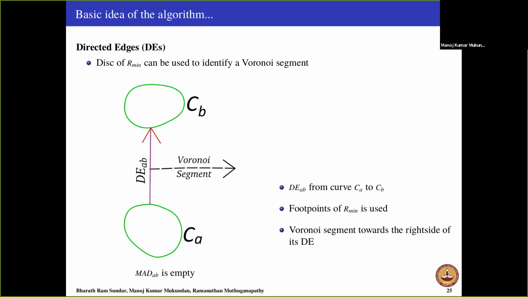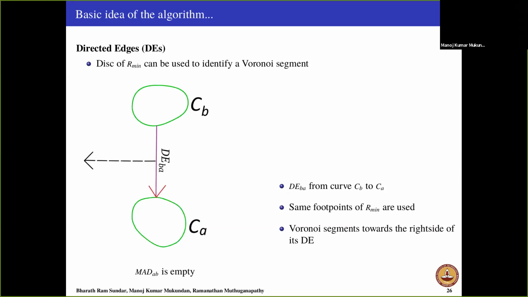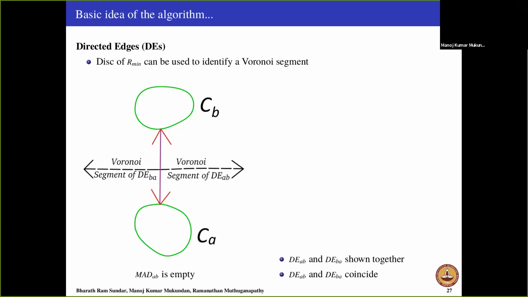The direction of a DE is such that every DE identifies its Bernoulli segment towards its right side. Footpoints of the Rmin disk are the endpoints of a DE. DEBA and its Bernoulli segments are shown here. DEBA also uses the same footpoints, but the direction is from CB to CA. DEAB and DEBA are shown together along with their Bernoulli segments. They both coincide as they use the same footpoints, but arrowheads differentiate between these two DEs.